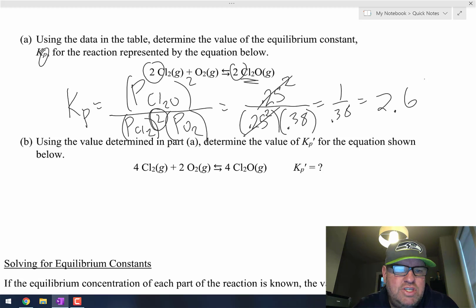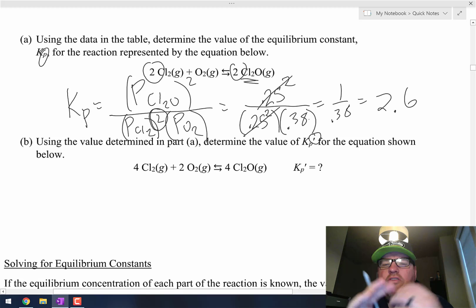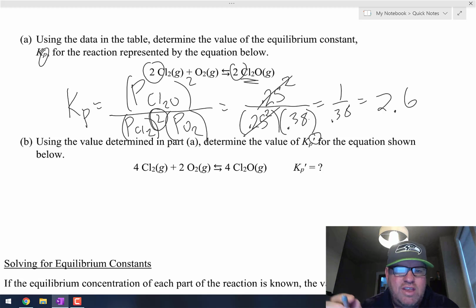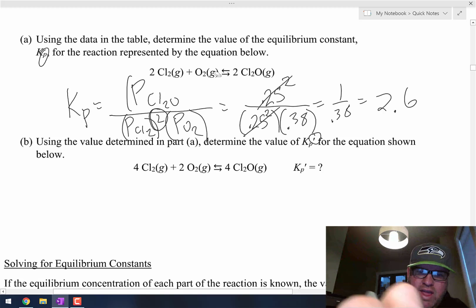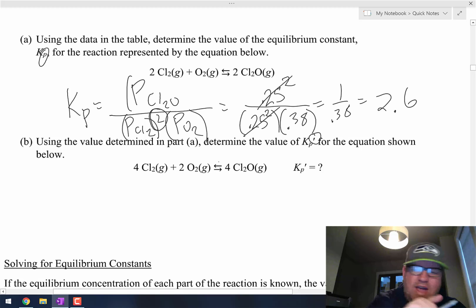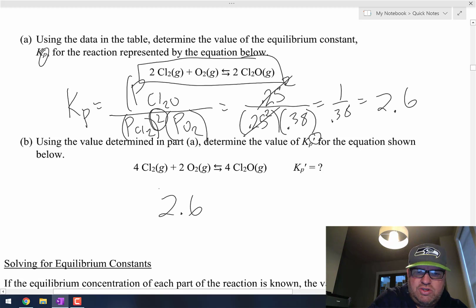Okay, and then part B says, using the value determined in part A. Remember, even if you don't know the answer to part A, you would make up a number and use that correctly in part B. Determine the value of Kp prime, that's what the prime means, for a different reaction based on that previous one, for the equation shown below. So what have they done differently? It looks like the equation is the same, other than they have doubled everything. They haven't flipped anything, and they're not adding anything together. So they've taken this equation and doubled it. All you have to do is take your answer, 2.6, and square it.